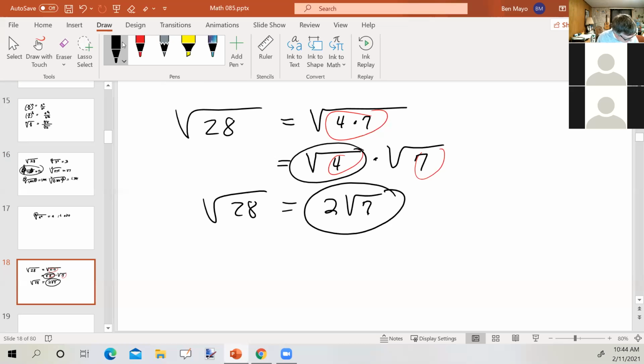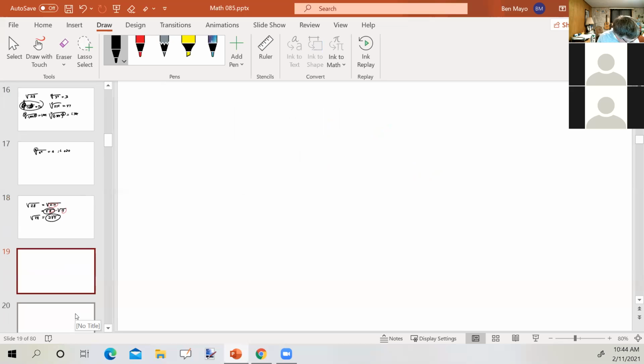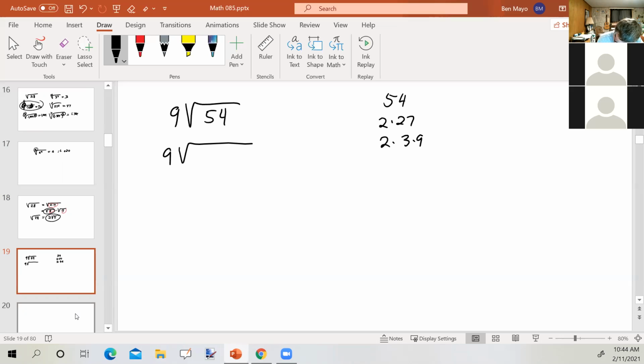All right, let's continue with that idea. Let's say I've got 9 square roots of 54. Since the implied index is a 2, I want to find factors inside that are squares. Well, let's see. 54 is what? 2 times 27, which is 2 times 3 times 9. So I could rewrite this as 2 times 3 times 9 inside, okay?